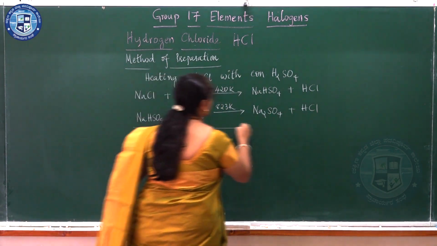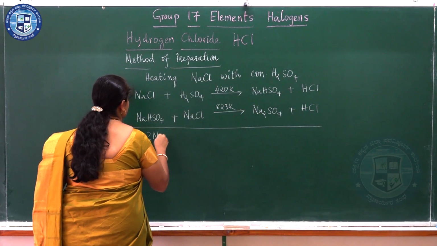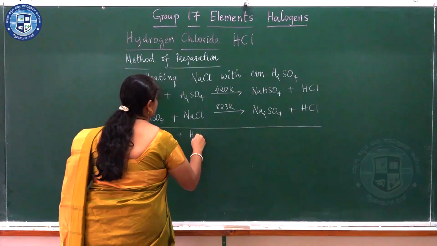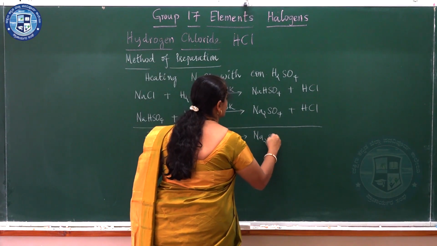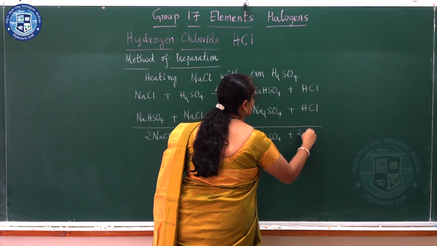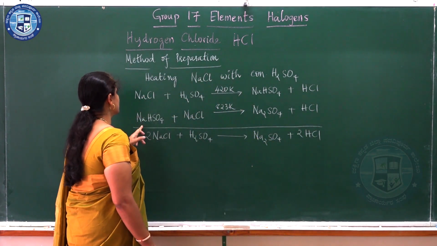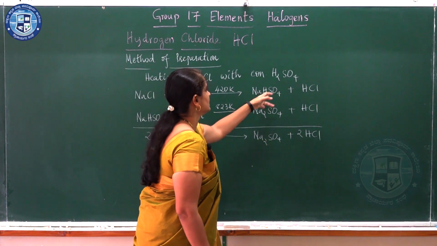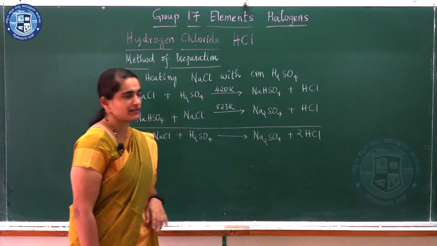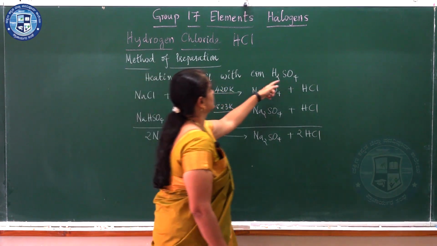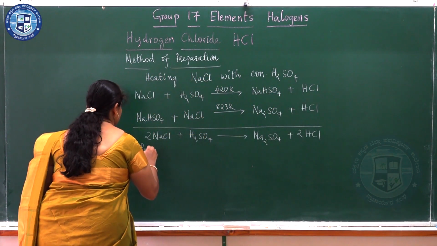If we add the equations, 2 NaCl react with H2SO4 and we end up with Na2SO4 and 2 HCl. This you can also remember as such. The NaHSO4 on both sides, the bisulfate of sodium, gets cancelled, and hence we have the overall reaction. Only one method of preparation: treating sodium chloride with concentrated sulfuric acid. Next we shall move on to properties.